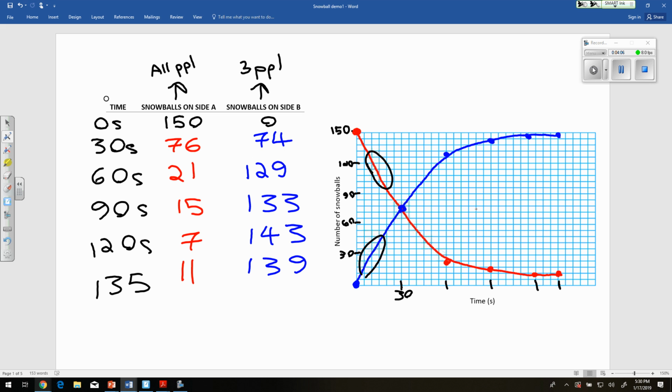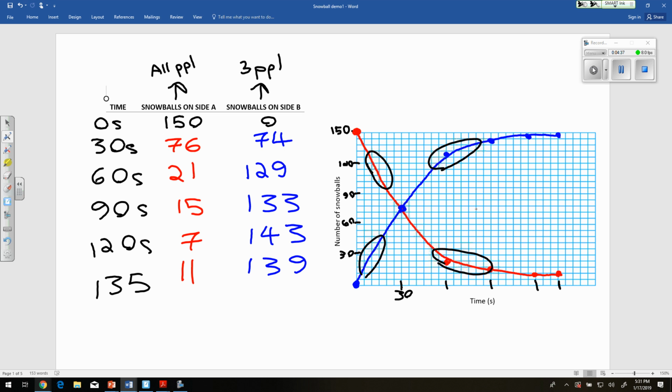Then what ends up happening is side A starts running out of snowballs. If you were on side A, you probably noticed that you started throwing the snowballs less quickly. There were fewer snowballs available to be thrown, so you had to run around and find them, and you got a little slower. At the same time, side B's innate talent started coming out. They started getting more snowballs available, and so they could start throwing them faster.